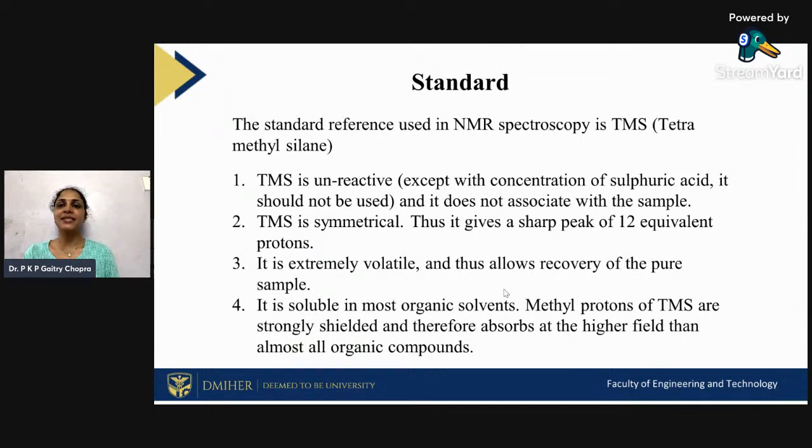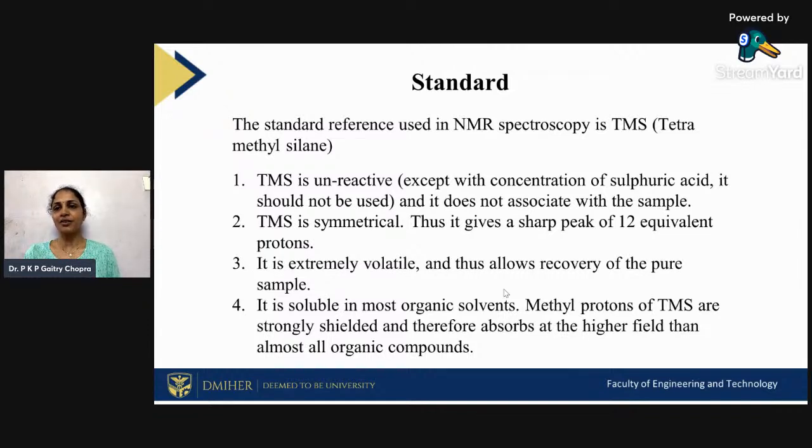The second is TMS is symmetrical. Basically, TMS is having 4 methyl groups attached to silicon. So tetramethyl. So it has 12 equivalent protons, and it gives a very sharp peak of its own. And it is extremely volatile, so it allows the recovery of pure sample.